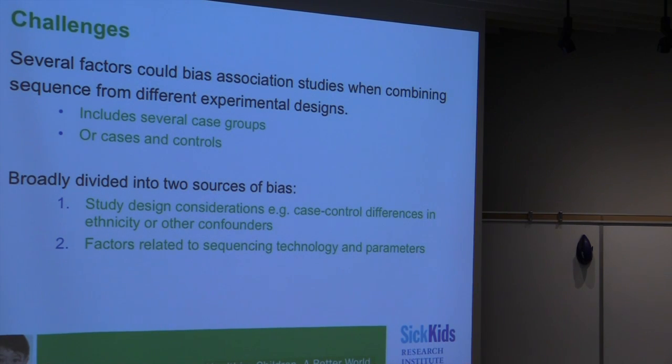Now, the types of bias that can come into these genotype-phenotype association studies when we're combining sequence across different groups can be broadly divided into two sources. One is study design considerations. For example, you can imagine if you take a control group from one study and a case group from another study, then there could be confounders because they're not similar on factors like ethnicity. These are what I call study design considerations. We're not going to talk about that here. We're going to assume that when we get a control group or combine individuals, they are matched in some way by their background. The other factors are related to the sequencing technology and the parameters themselves, and that's what we're going to focus on today.